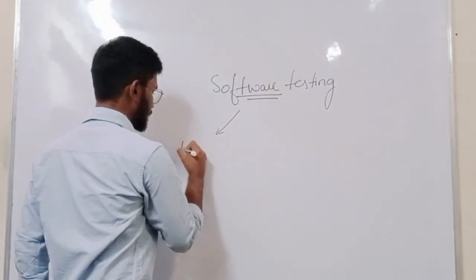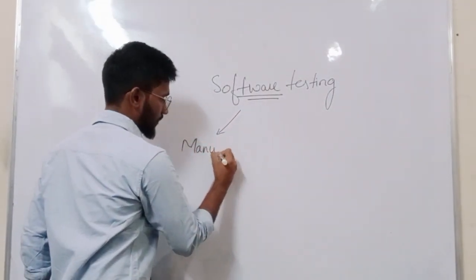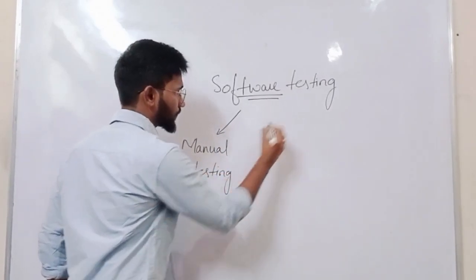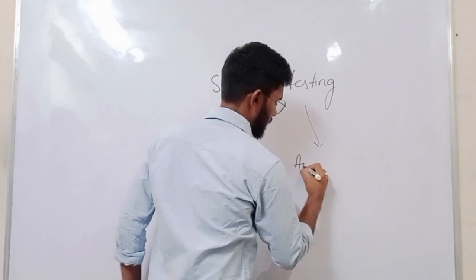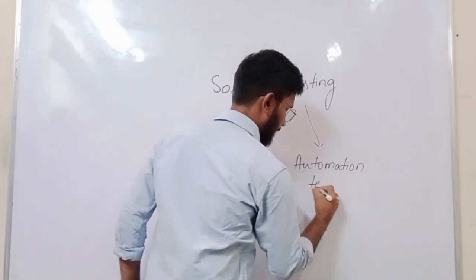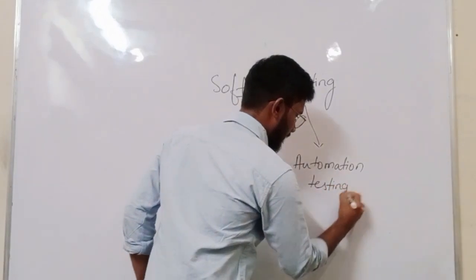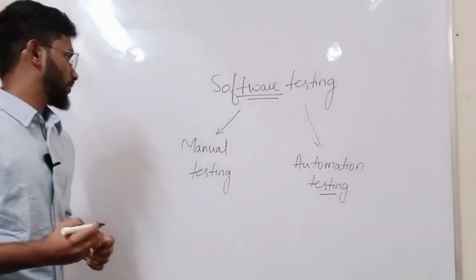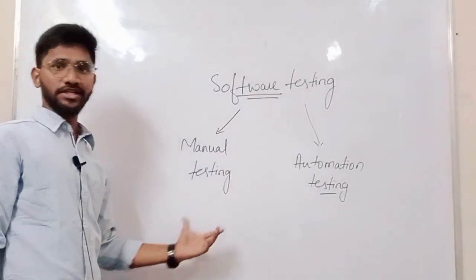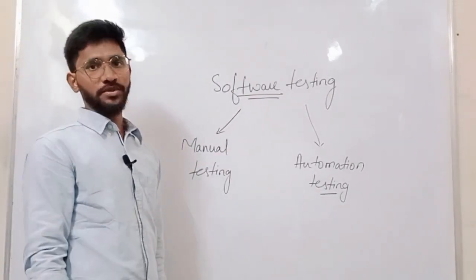One is manual testing, and another one is automation testing. If you want to do software testing, we mandatorily need to know both manual testing as well as automation testing.